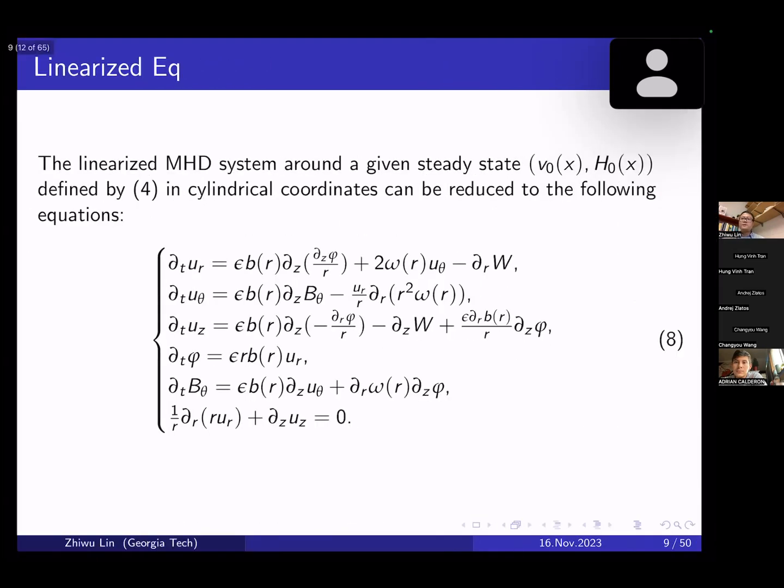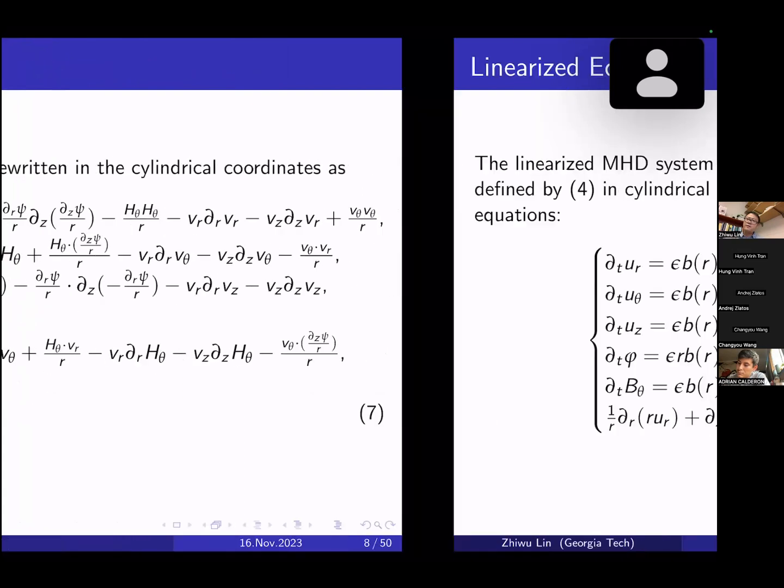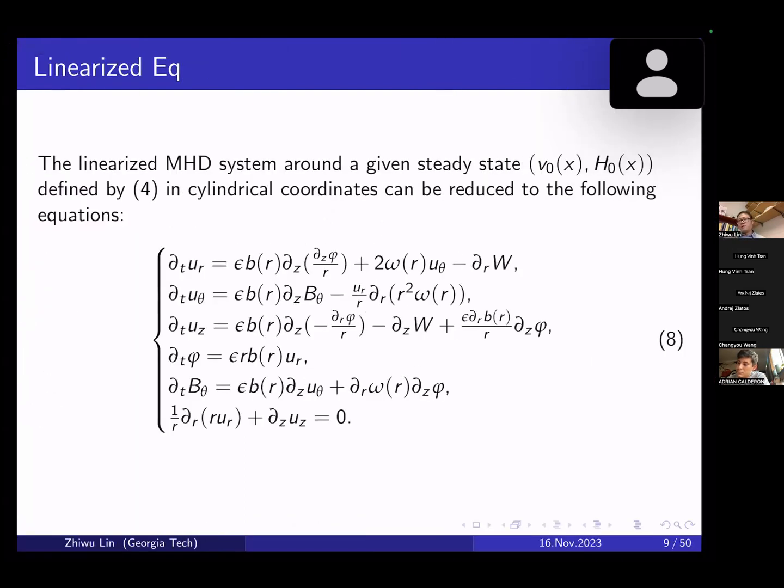Okay, now let's do the linearization. A first step to understand the stability of a steady state is to look at the linearized equation. In other words, we look at a perturbation around this steady state. Then we put it into the nonlinear system and get rid of all the quadratic terms and any other higher order terms. Then you end up with the linearized system. This is system number 8.